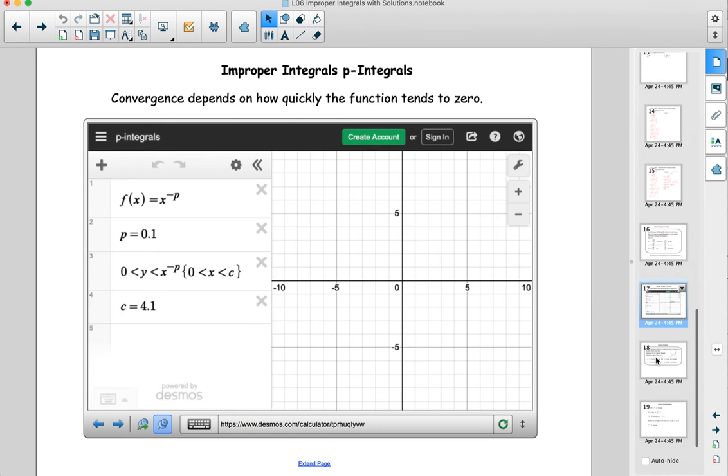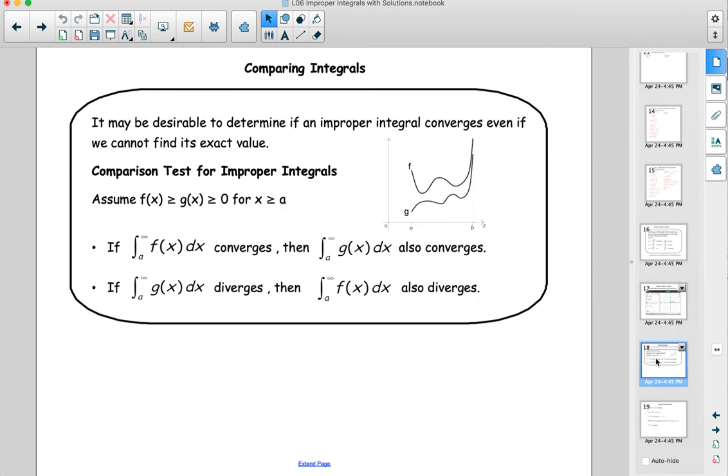All right, just one more theorem to cover in this particular lesson: comparing integrals. It might be desirable to determine if an improper integral converges even if we cannot find its exact value. You might even want to know whether an improper integral diverges. So there's something called the comparison test for improper integrals. And it says if f of x is greater than g of x for all x greater than or equal to a.